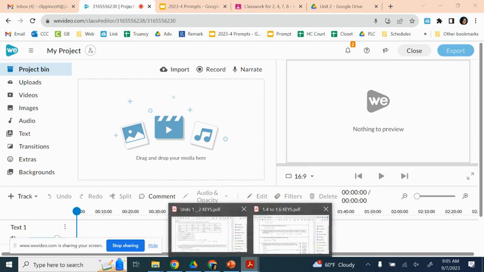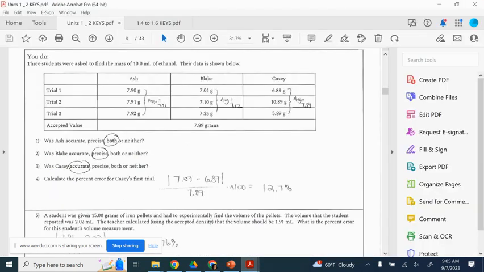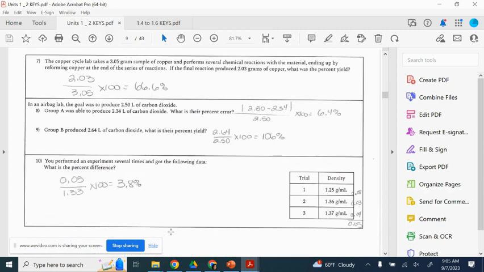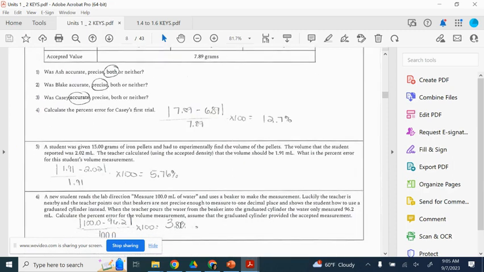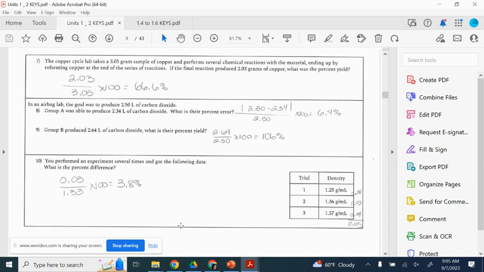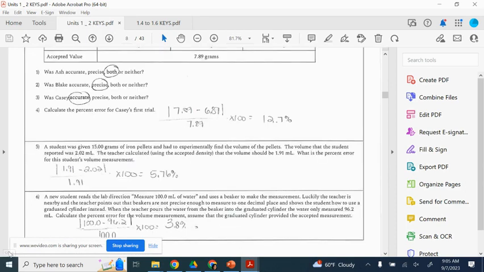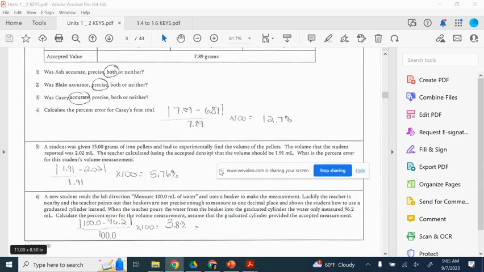Answer key is over here. Answer key for you guys. So number 6 on the original answer key, I had the wrong value down here. It should have been 100 on the bottom, and then the answer should have been 3.8%. So sorry about that. I got it fixed and I uploaded a new version to Classroom, but I don't know if it stuck or not.